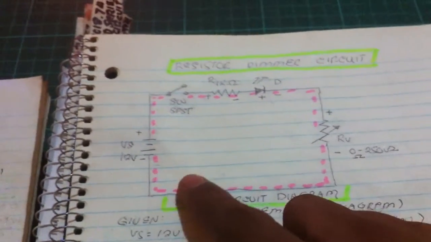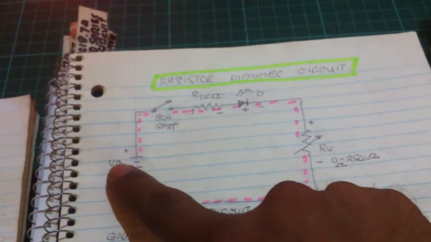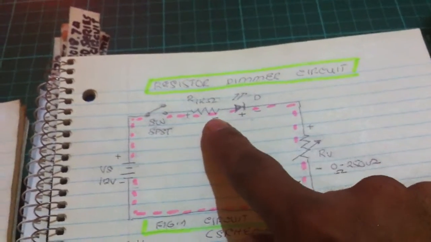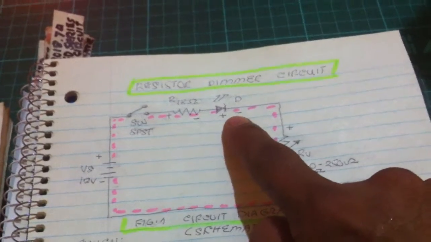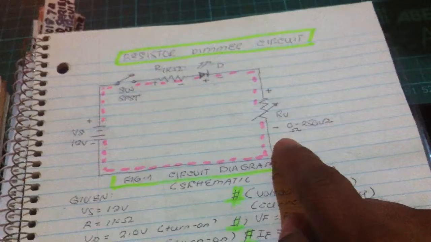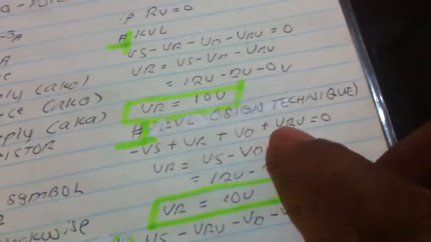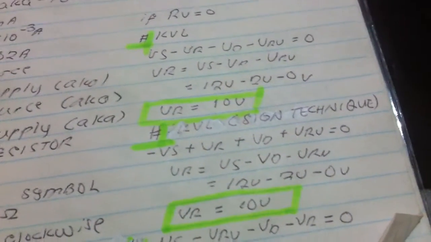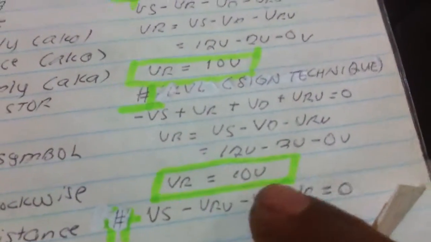So in here, sign technique, you just follow the sign here. Minus voltage supply, plus voltage drop at the resistor, plus voltage drop at the diode, plus voltage drop at the variable resistor. So we got here minus, plus, plus, plus. That is Kirchhoff's voltage law equals 0. The sum of all voltages in a closed loop is equal to 0. Substitution, we got 10 volts.